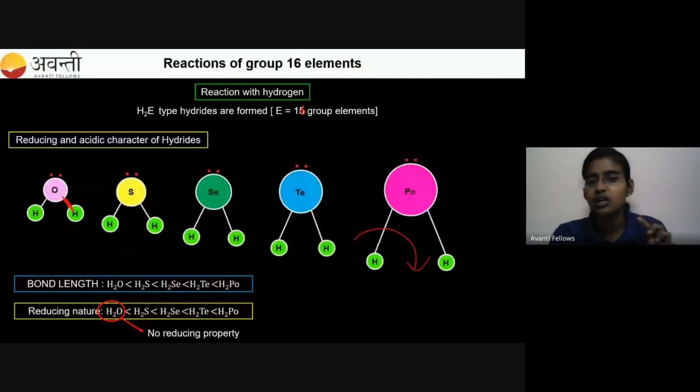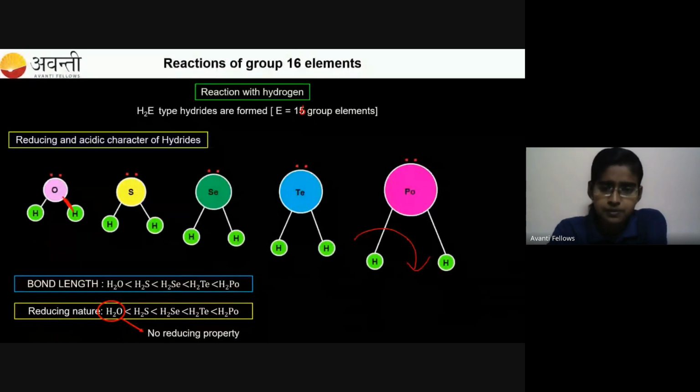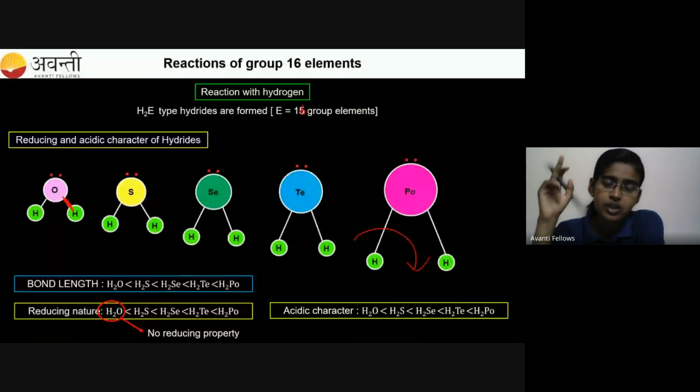The compound which gives out H plus easily is called an acid, right? Complete dissociation of H plus is called acids. So polonium is giving out hydrogen easily. So again, polonium hydride is most acidic in nature. So the bond length, reducing nature, acidic nature, these three properties are following the same order. Got it? So the bond dissociation energy and what is the last one?